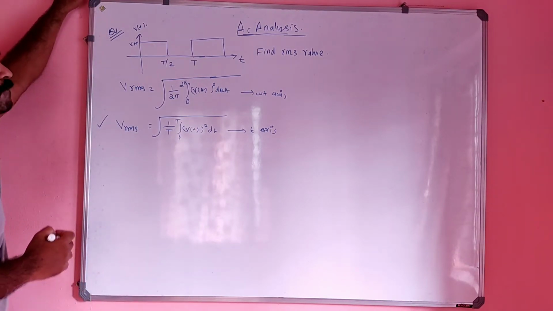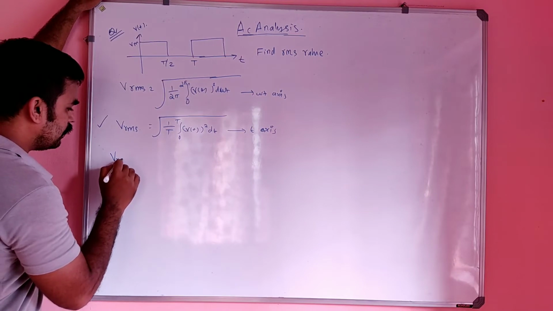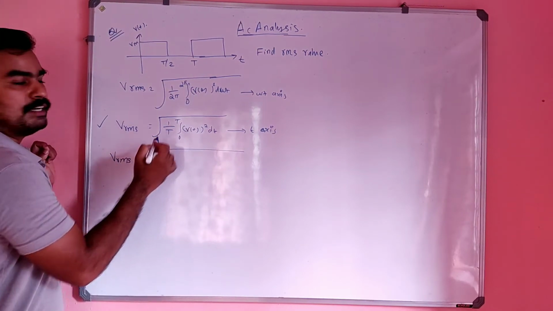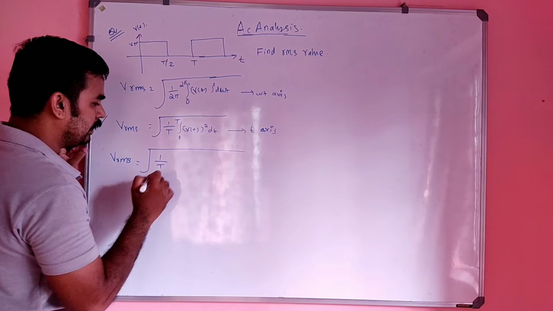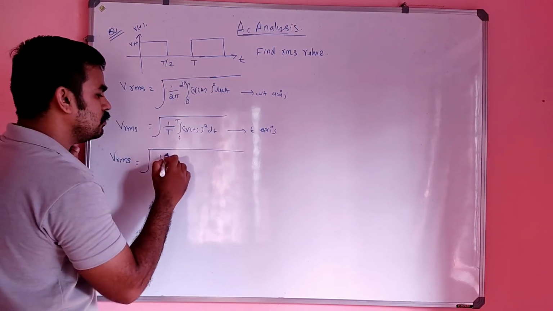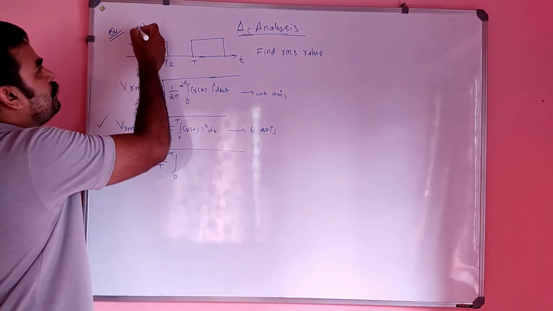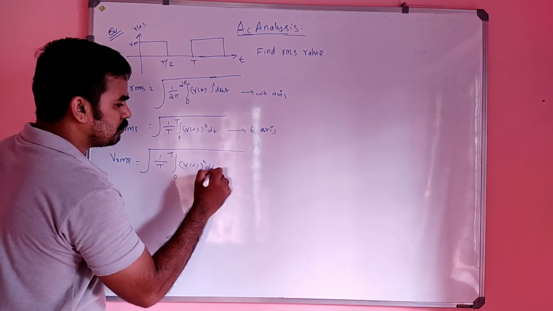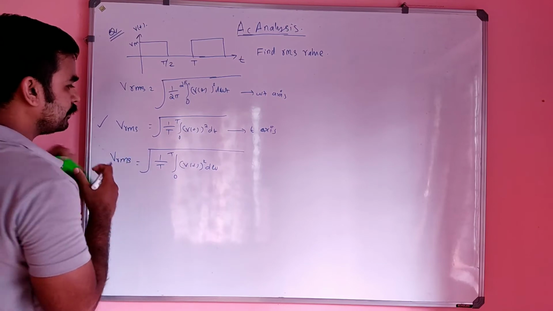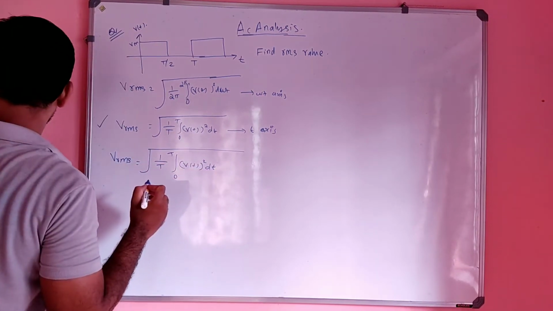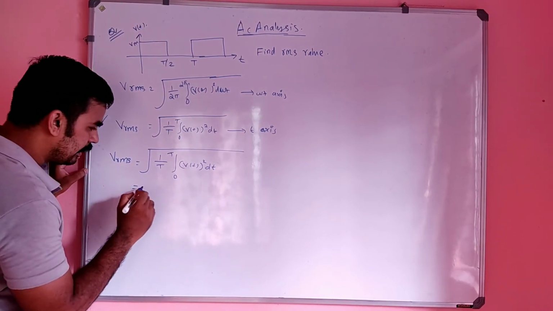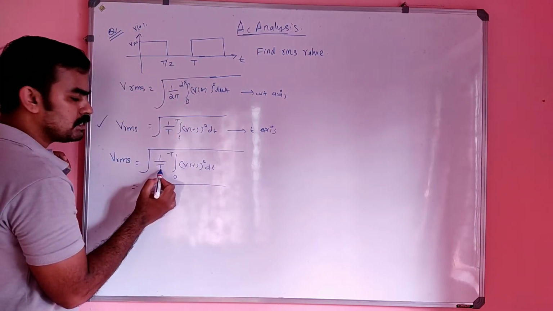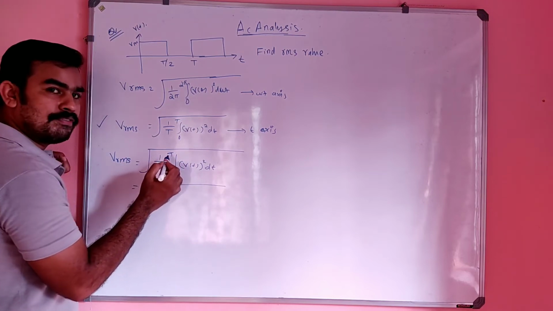So what will be the value? Let's observe this figure. Vrms is equal to root of 1 by time period T, so 1 by T, there is no change in that. Integral 0 to T, there is no change in that also. V of t is nothing but all the time it is Vm, so simply you can write V of t square dt. I will do it in the next step. Listen carefully, which is equal to 1 by T. There is no change in this. This T is for the total time period, and this limit is for the actual total time period.